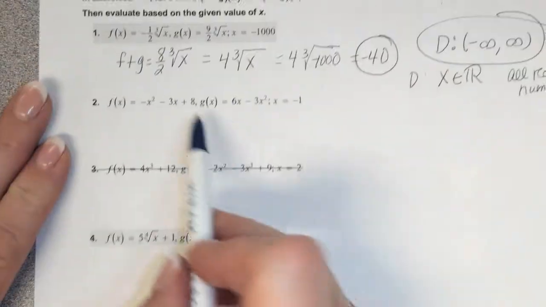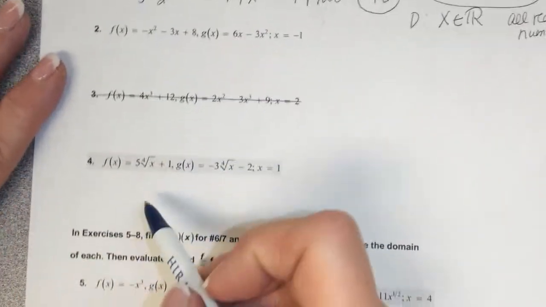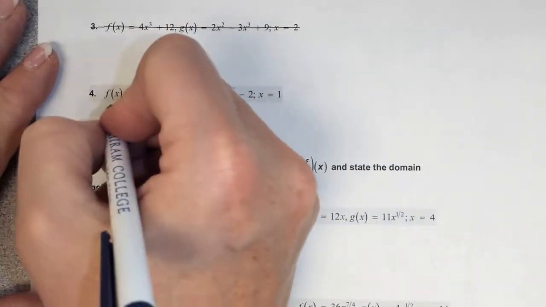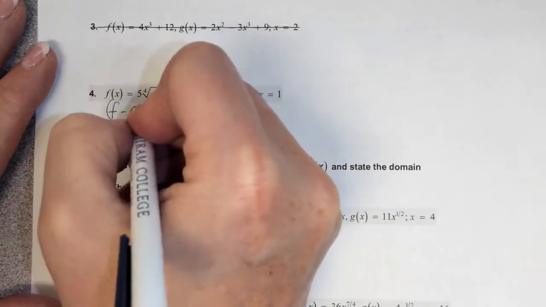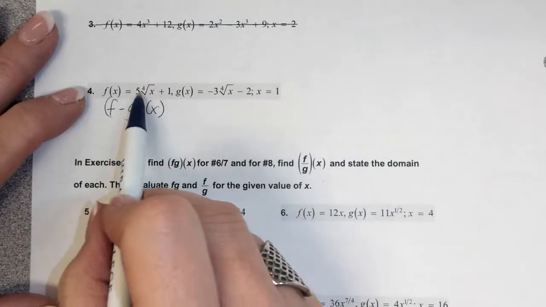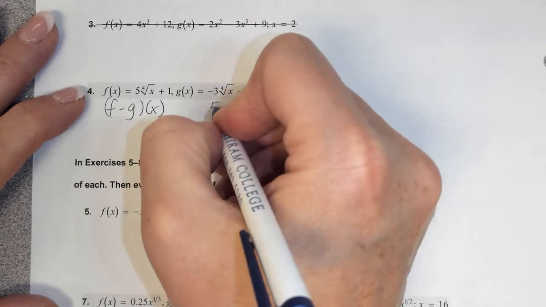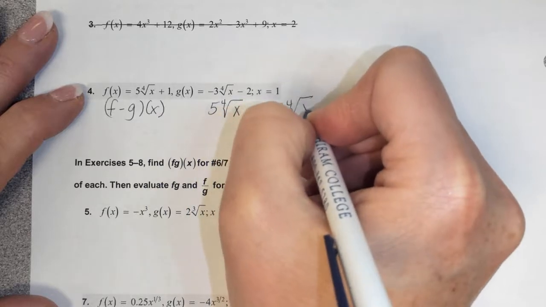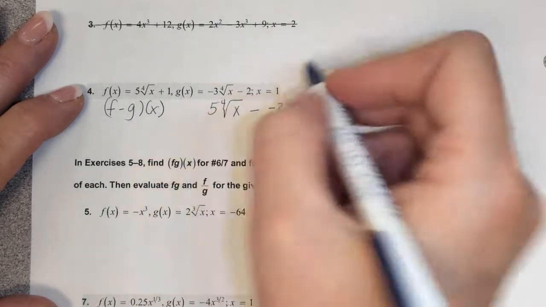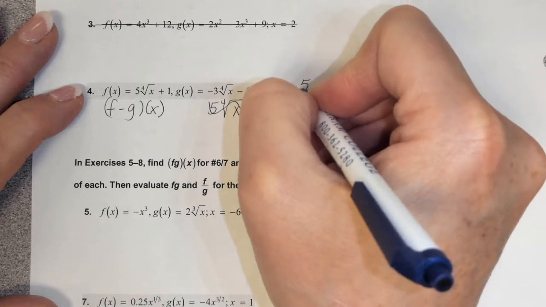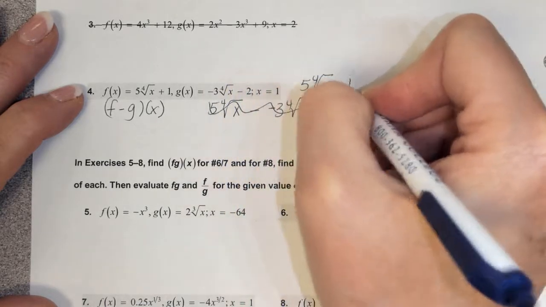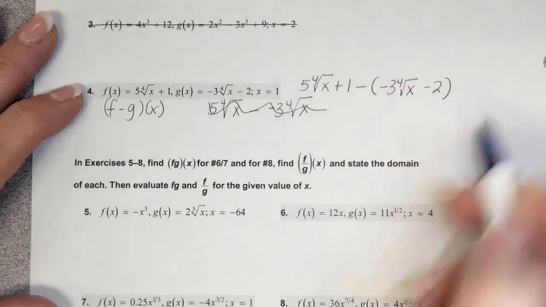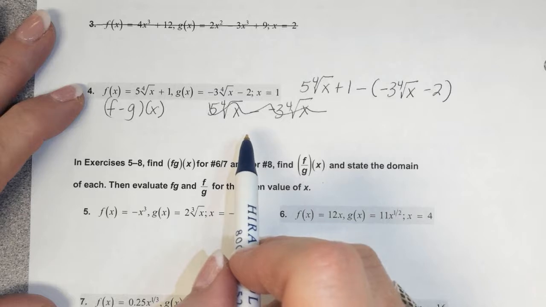All right, we're not going to do the subtraction. It's the same kind of concept. We'll do subtraction on this one. All right, so we're supposed to do f minus g of x. So first I'm going to subtract these two. Oops, I missed that. Sorry, let me start again. 5 4th root of x plus 1 minus negative 3 4th root of x minus 2. That's what our problem is.